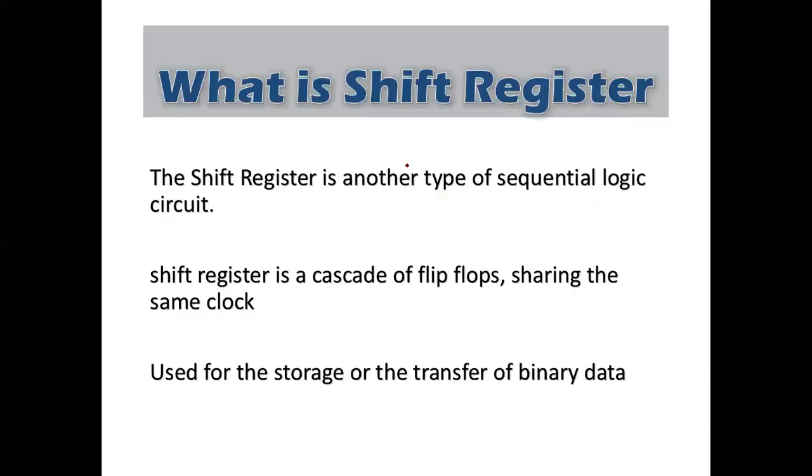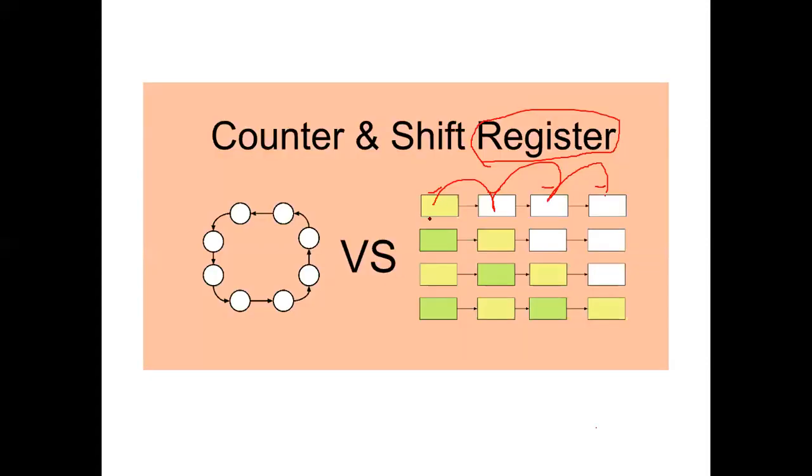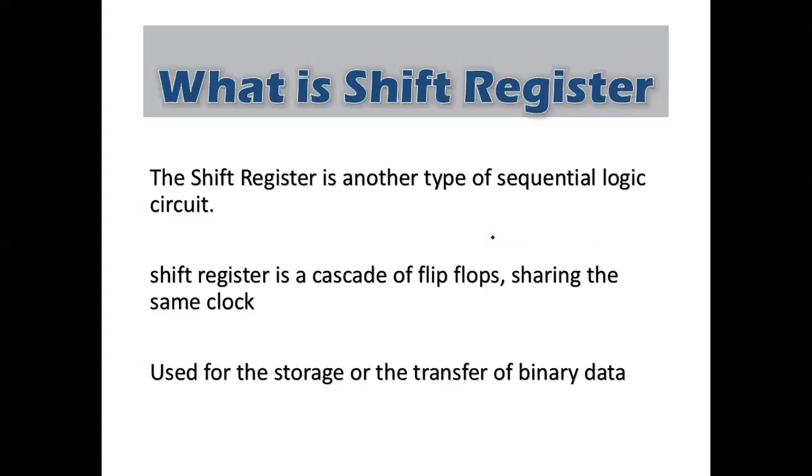So what is a shift register? The shift register is another type of sequential logic circuit. A shift register is a cascade of flip-flops, connected one after the other, and the flip-flops share a common clock. It is used for the storage or transfer of binary data. You can transfer or shift the binary data from here to there, there to here.